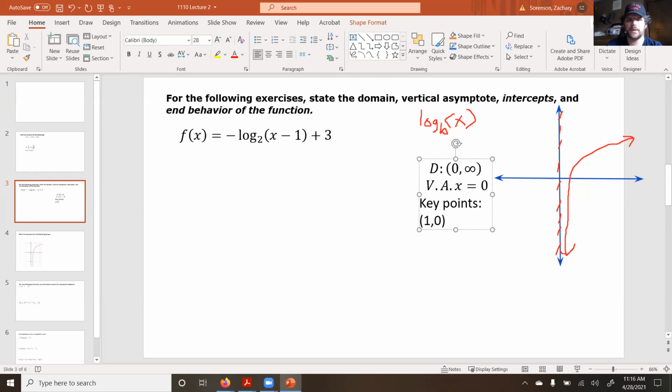Cool. Another key point is b, which depends on my base. So if I have a log base 2 of x, it would be 2. If I have a log base 7 of x, it would be 7. If I plug b into my generic logarithm, what should be the value I get back?